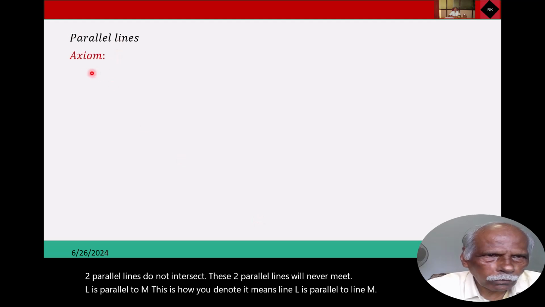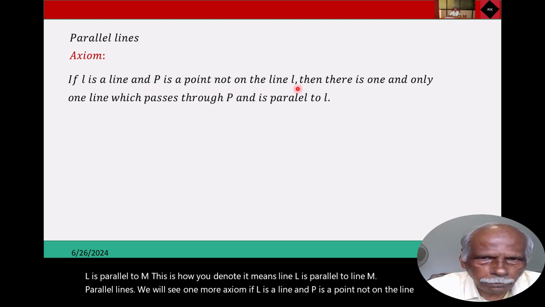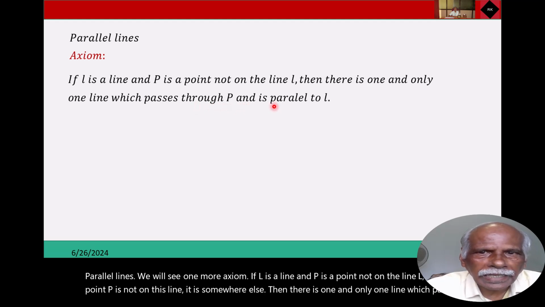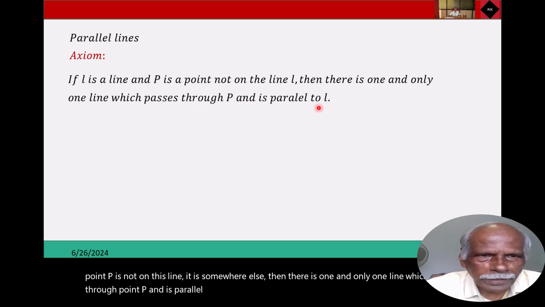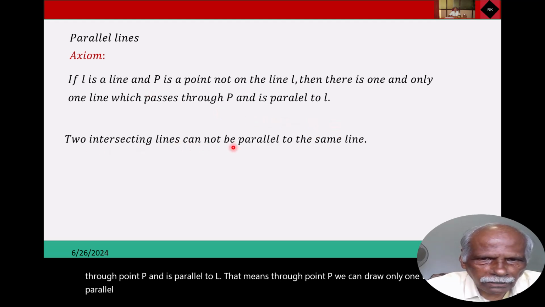Parallel lines, we will see one more axiom. If L is a line and P is a point not on the line L, that is, point P is not on this line, it is somewhere else, then there is one and only one line which passes through point P and is parallel to L. That means through point P we can draw only one unique parallel line. Two intersecting lines cannot be parallel to the same line.